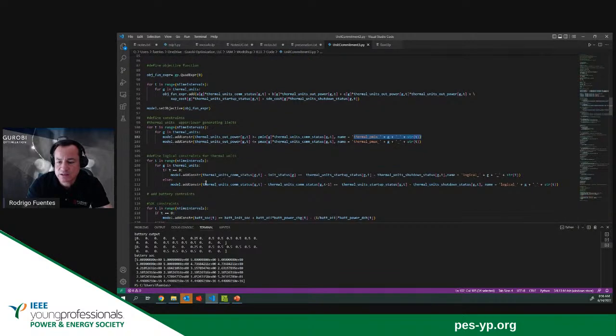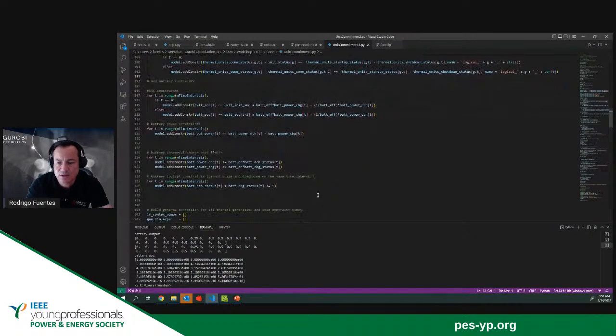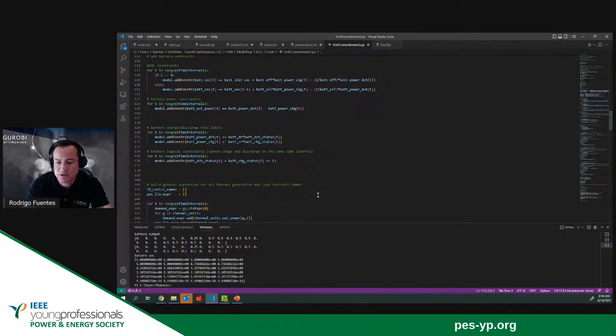I'm not going to go into all the constraints here. Here we have the logical constraints. If you recall, the logical constraints relate the commitment variables and also the startup and shutdown constraints. We have to make a decision for the first time interval because we have initial conditions we want to account for. Otherwise, we're going to use the commitment status of the previous interval. And I invite you to review this code afterwards. Here we have the SOC constraints, state of charge battery constraints. Okay.